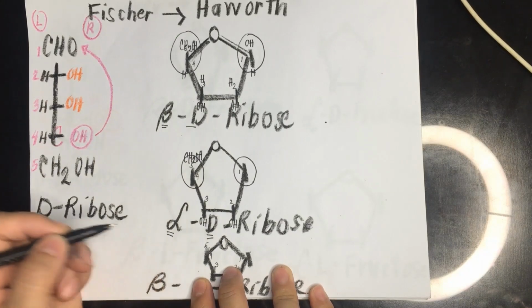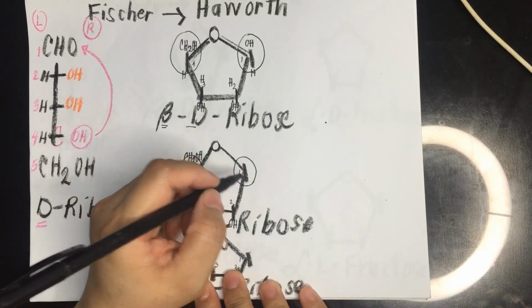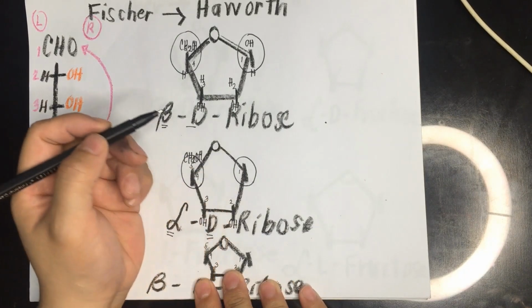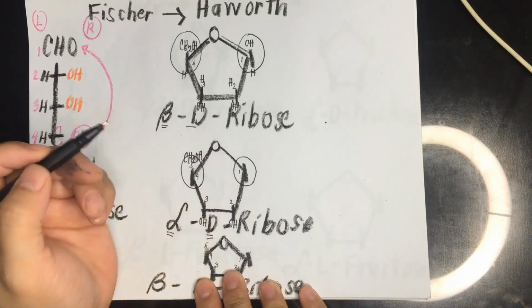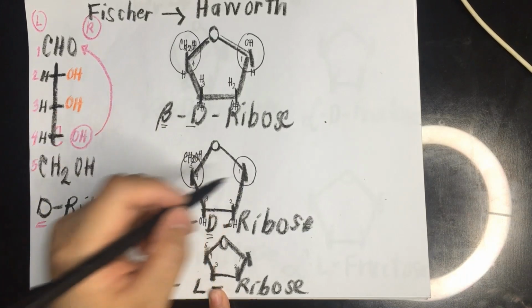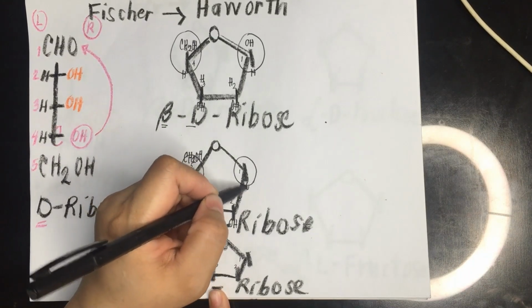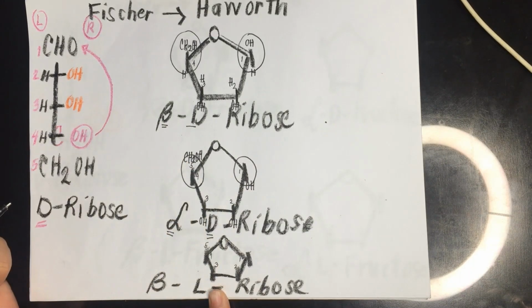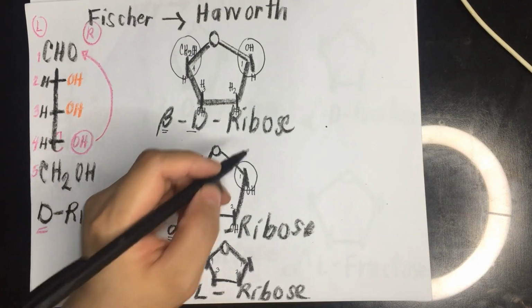If it is in alpha configuration, we put it below. Alpha configuration looks like the letter L, so we are going to put the hydroxyl group below. Then, we are going to continue with the hydrogen bonds.